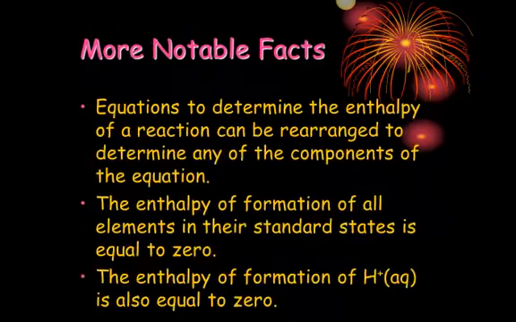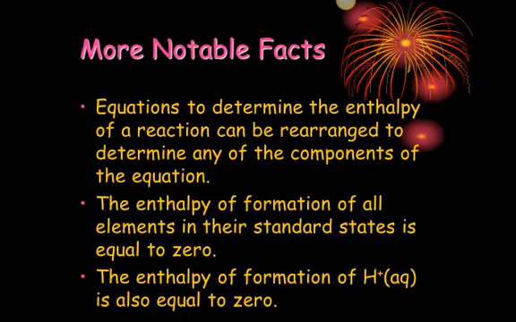Okay, more notable facts. Equations to determine enthalpy can be rearranged to determine any of the components of the equation. For example, if the delta H for a reaction is equal to products minus reactants, and you wanted to figure out the delta H of formation of one of the reactants, you just have to rearrange the equation. This is just like algebra. You have to remember that the enthalpy of all elements in their standard states is equal to 0. In your textbook, it's actually given.